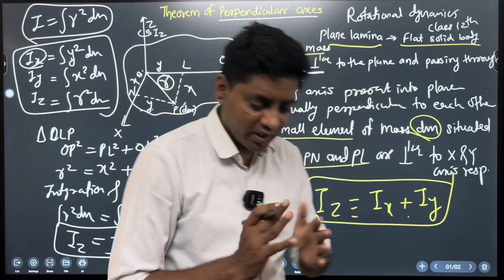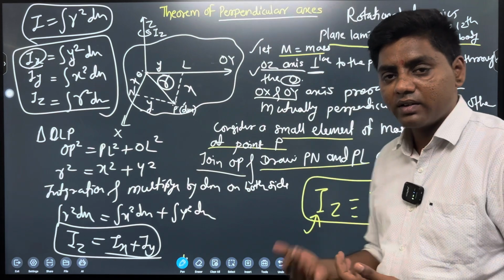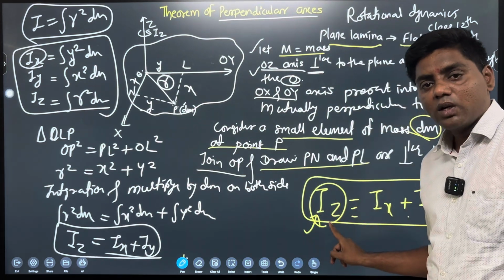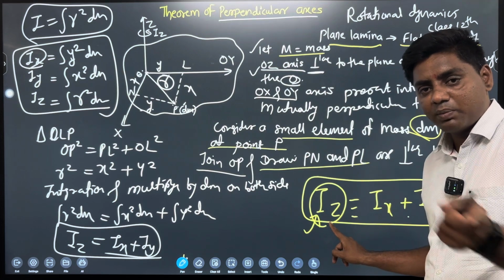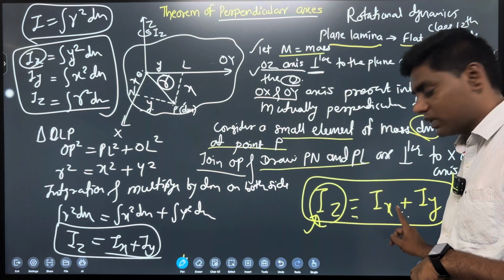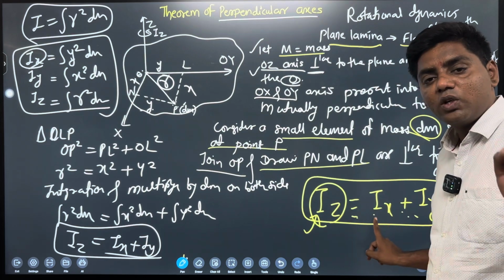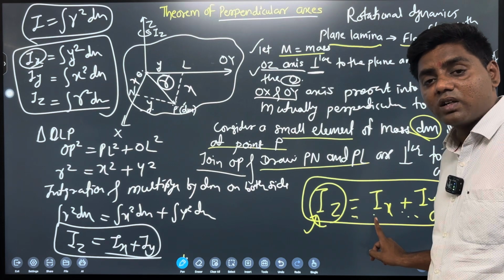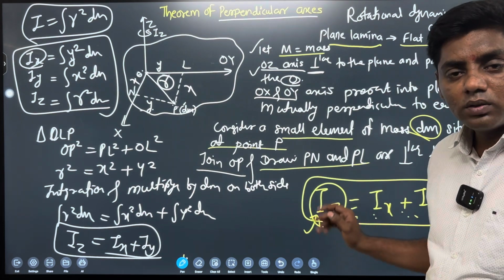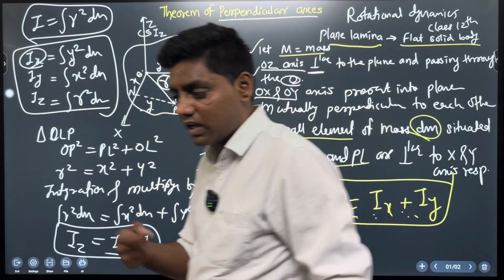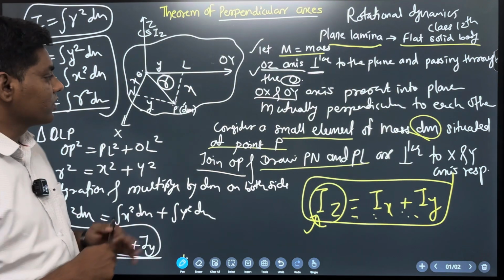Very important statement. I again recap the statement. The moment of inertia of a plane lamina rotating about an axis perpendicular to its plane is equal to the sum of the moments of inertia about two mutually perpendicular axes in the plane concurrent with the perpendicular axis. Very important statement, remember it easily, write it two to three times, and you will do it well.